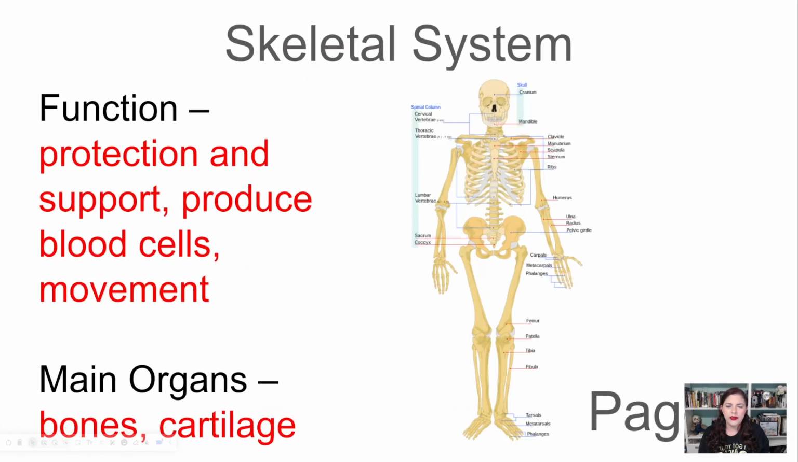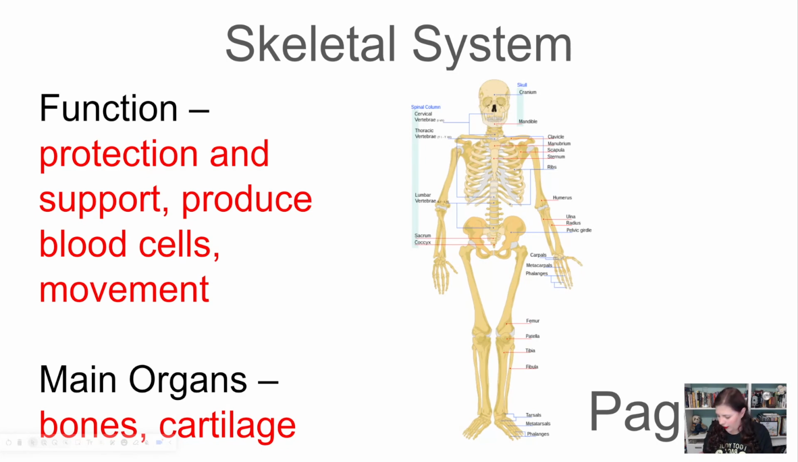On to the skeletal system. Obviously, it's for protection, right? We have our skull that protects our brain. We have the rib cage that's going to protect our heart and our lungs. It's also for support. It gives us our shape. Imagine if we didn't have a skeleton. We would basically be like an octopus, right?